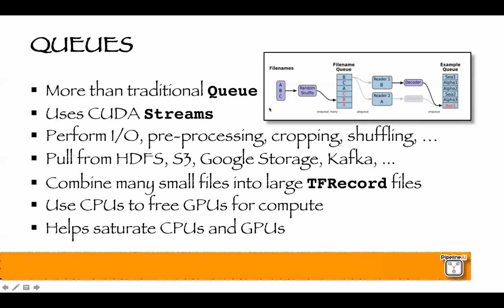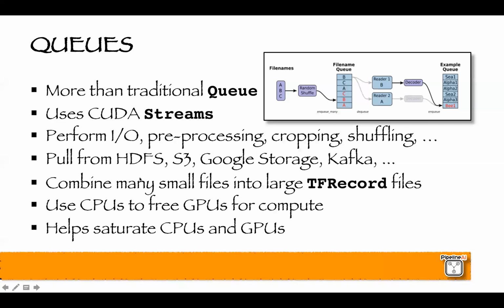Think of queues less as a computer science queue and more like a pipeline. These queues are just nodes inside of your pipeline. You can build your own custom queues, but out of the box it comes with a random shuffling queue and common things like that. You can pull from S3 and Google Storage. We actually have a Kafka version. We haven't open sourced it yet because we're going to switch over to the dataset API, but we can pull from Kafka similar to how we're pulling off HDFS.